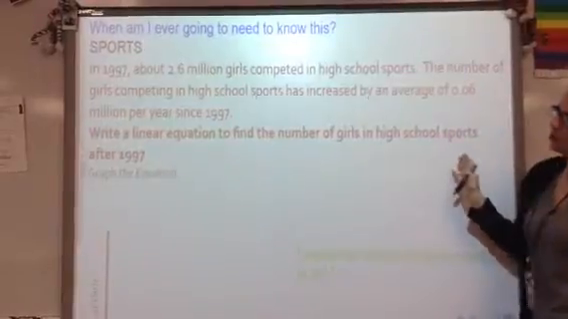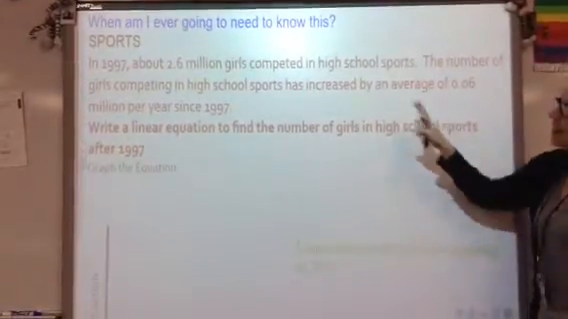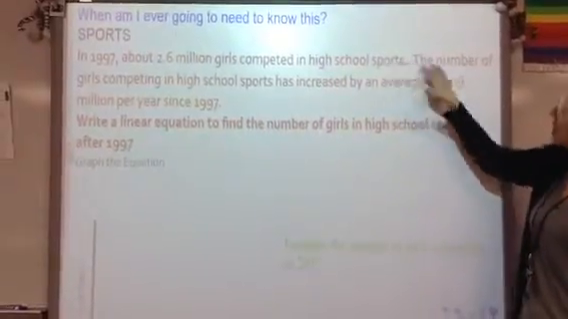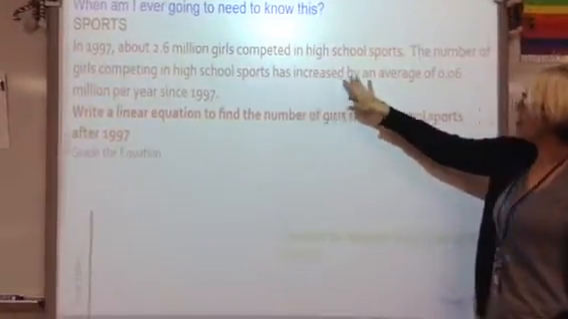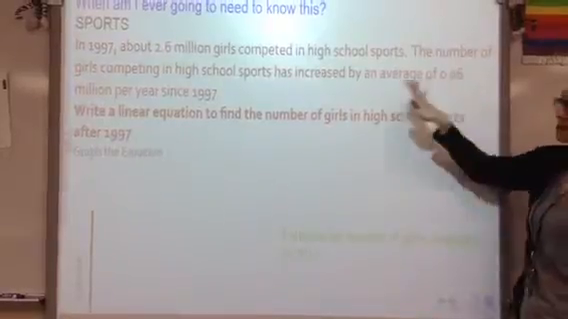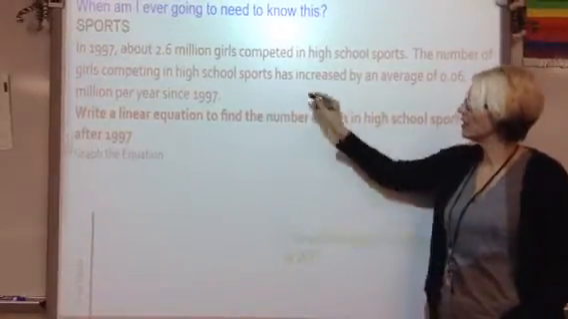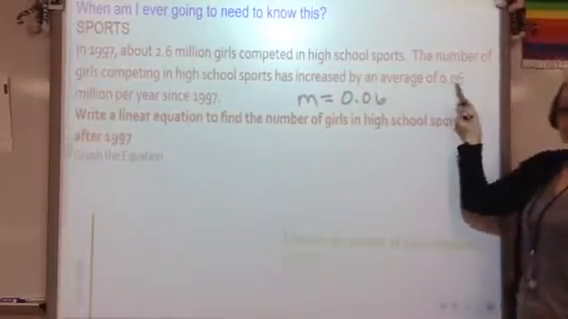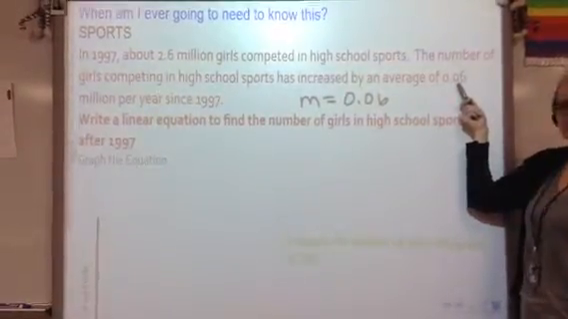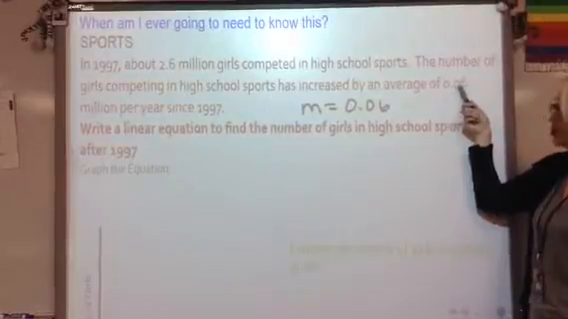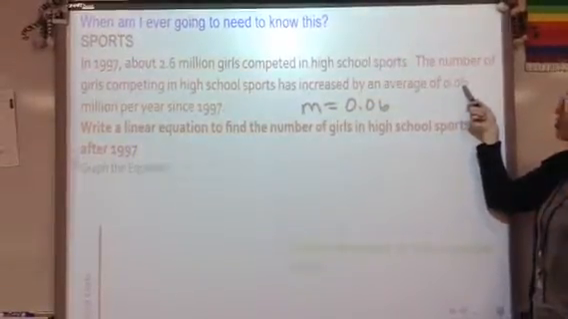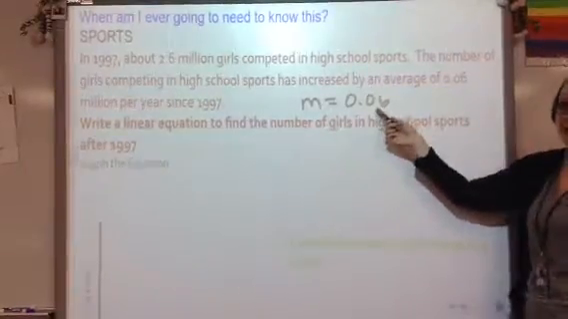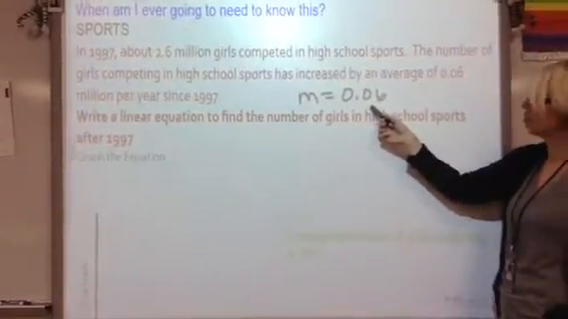The real-world example we're going to work with today is sports. In 1997, about 2.6 million girls competed in high school sports. The number of girls competing in high school sports has increased by an average of 0.06 million per year since 1997. So that's going to be a slope, because this is a rate of change, and a rate of change is the same as slope. It's a change in quantity over time. So this is a 0.06. We're going to leave it as 0.06, but remember this is million per year.